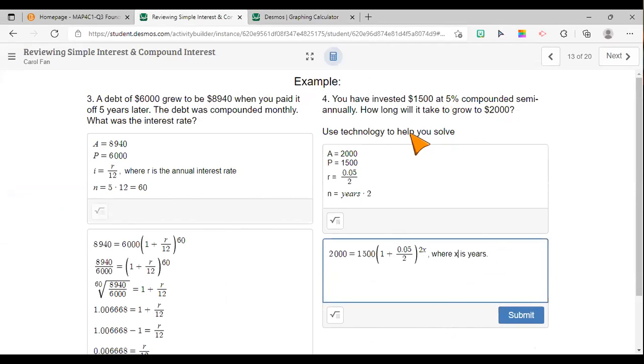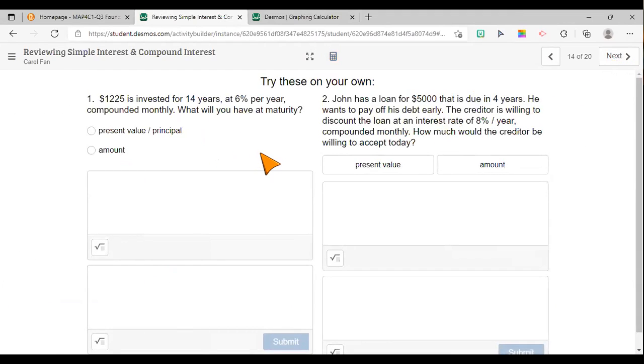Okay, so that's how we solved this question. Now, for the next slide, I've given you 2 questions for you to try on your own. You need to decide if it is present value or your final amount, and then decide how you're going to solve it. Most of the questions will be just using the equation in a straightforward manner. I think at the end, there might be 1 or 2 that you have to use a graph for. Okay, so please start working on slide number 14. I will take this up in about 10 minutes.